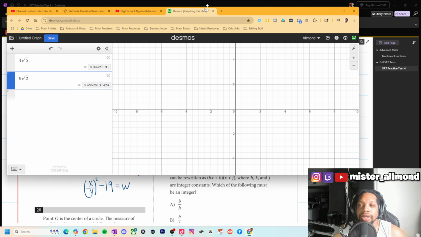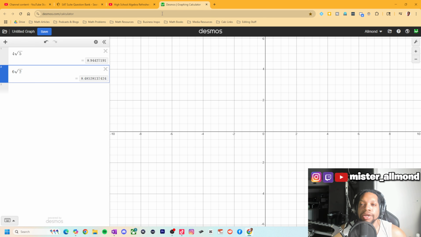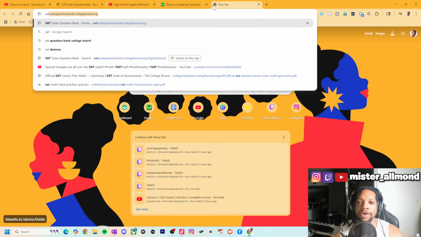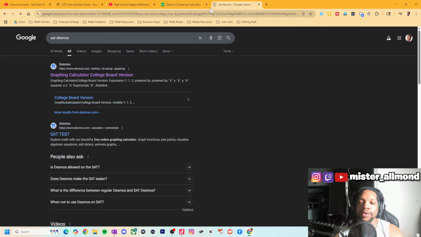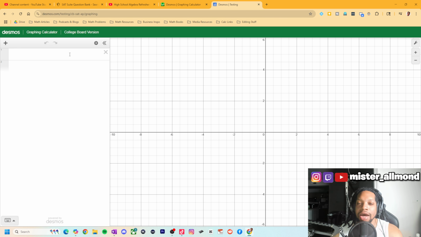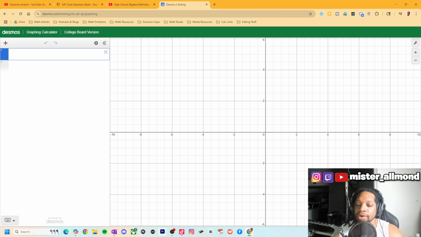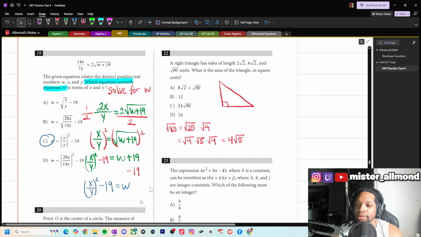See, the thing, I don't know, cause okay, hold up, there's a SAT version of Desmos, and I know it cuts off some features. I don't think it can solve equations for you. Let me know if you can or not, but I don't think you can.